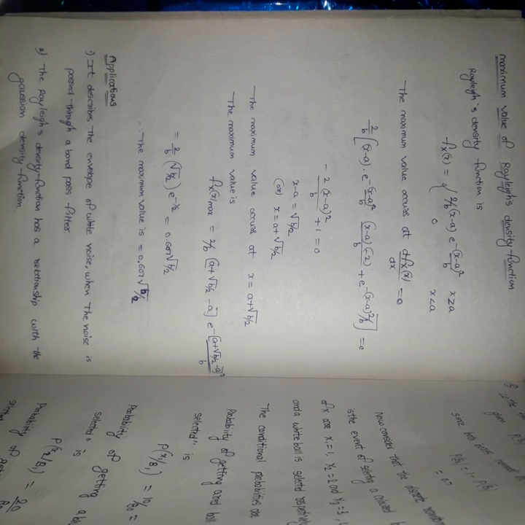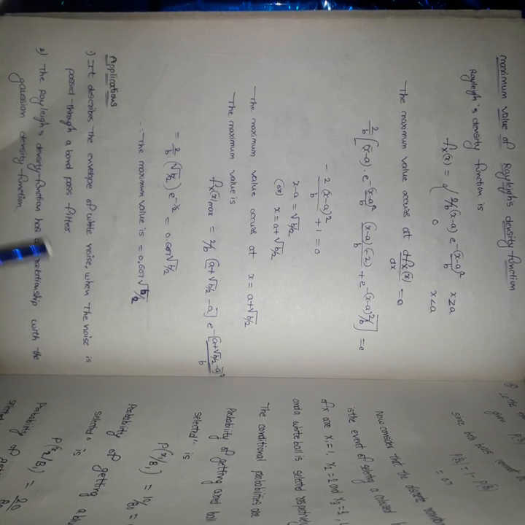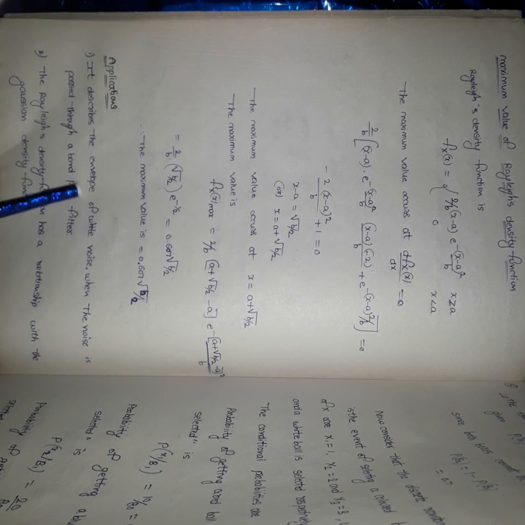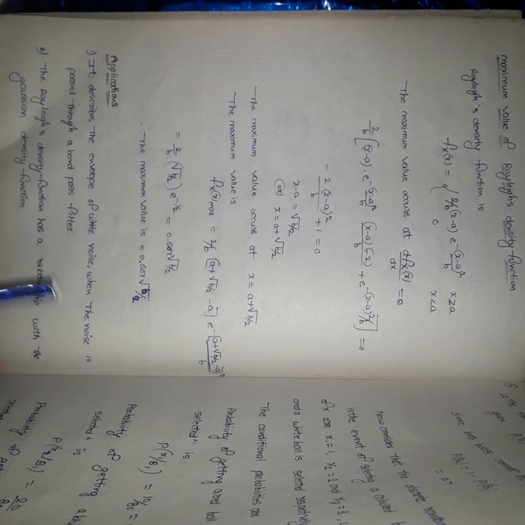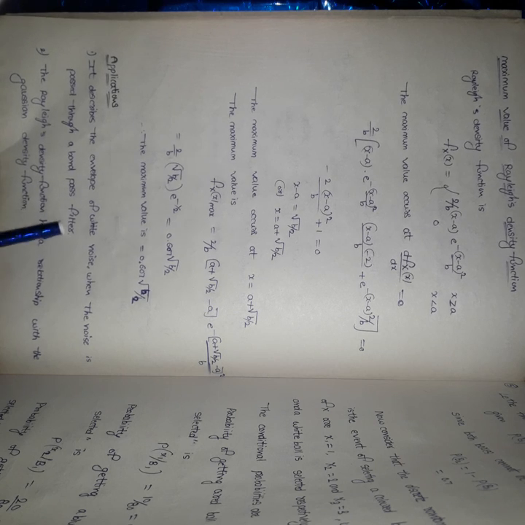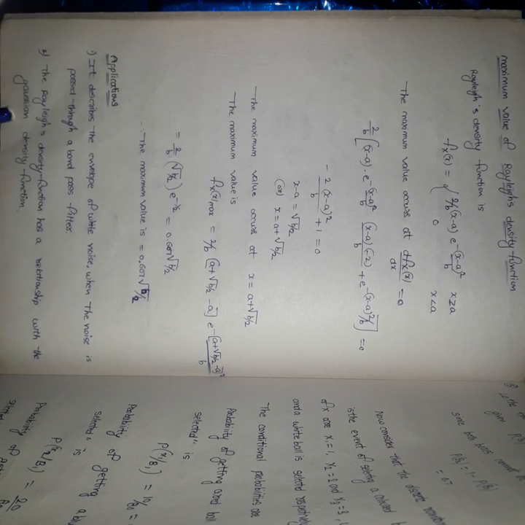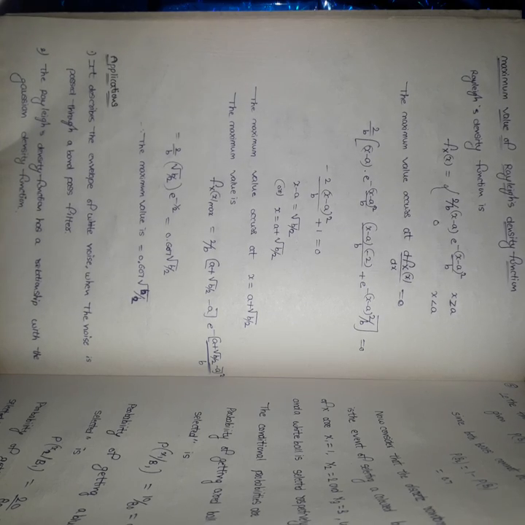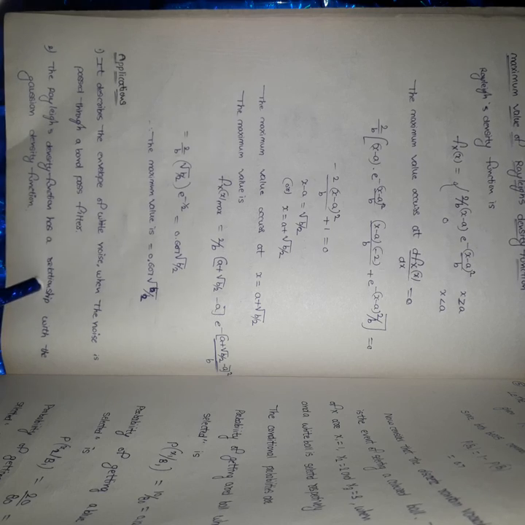What are the applications of the Rayleigh probability density function? It describes the envelope of white noise when the noise is passed through a band pass filter. The Rayleigh density function also has a relationship with the Gaussian density function. How do we see that the Rayleigh density function has a relation with the Gaussian density function?